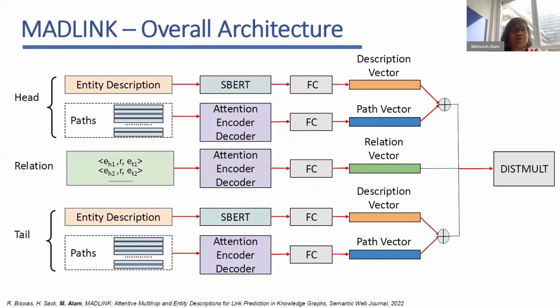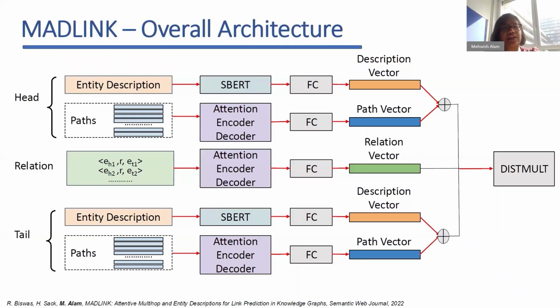And then we use our architecture, the paper was published in the Semantic Web Journal, where we use this path information along with the entity description, and we learn their vector representation through an encoder-decoder. So an attentive encoder-decoder is like you can learn these. Attention helps you focus on the important parts of a sequence. This way, we learn these vector representations for the paths.